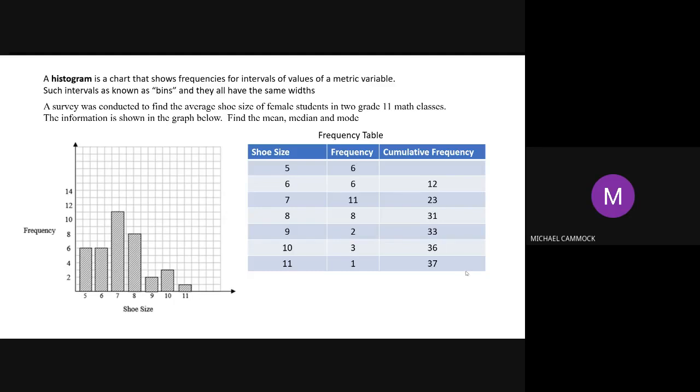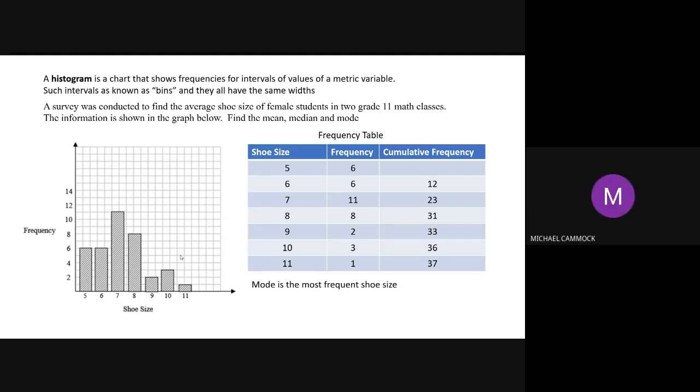Okay, now let's get to what the question is asking for: the mean, the median, and the mode. I'm going to start with the easiest one first, the mode. The mode is the most frequent shoe size. So let me throw this out to you. If you looked at this table, either the table or the histogram, and I asked you which shoe size is the most popular shoe size, what would you say is the answer to that question? You tell me. I would say it's size 7.